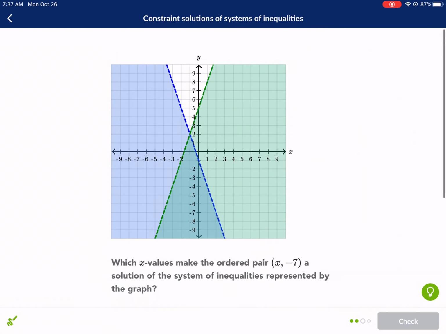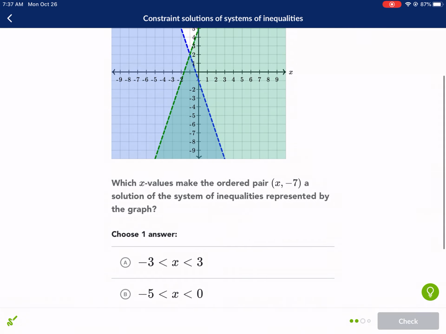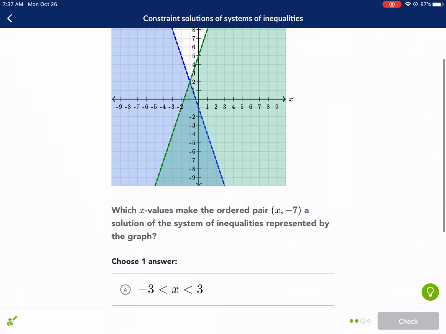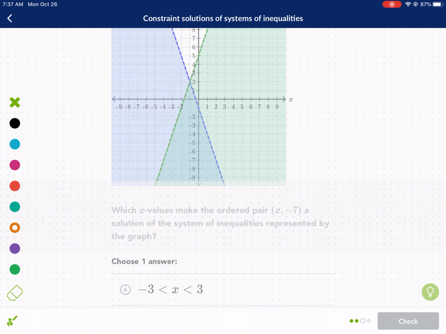Okay, now we have which x values make the ordered pair (x, -7). So now we're doing it again the opposite. We're flipping it again, and we're looking for y equals -7. Okay, so there's y equals -7, and we're just going to extend this line. Okay, and we're going to stop at where there's solutions. Okay, because over here there's no solutions. Over here there's no solution. Okay, so we're looking for the x value. X values are left and right.